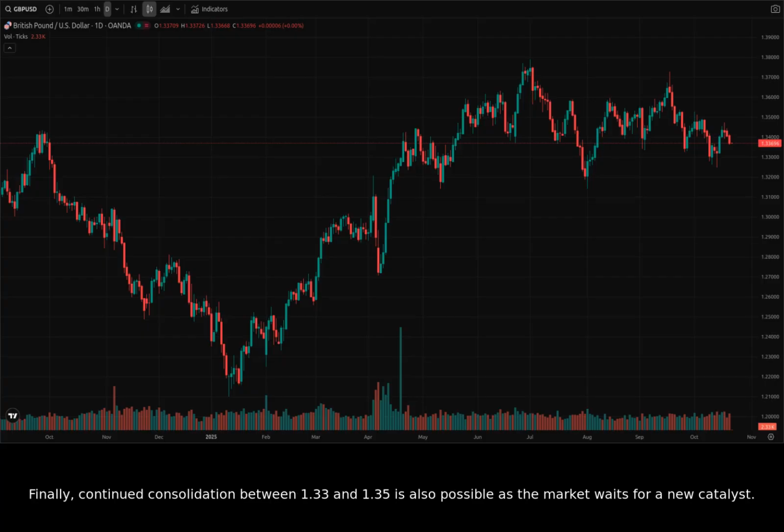Finally, continued consolidation between 1.33 and 1.35 is also possible as the market waits for a new catalyst. Watch for a clear breakout of this range to signal the next directional move.